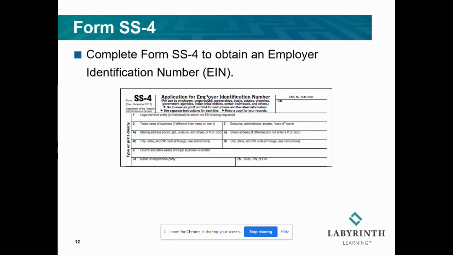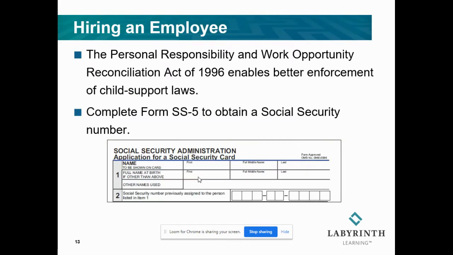So the Circular E. When you have a Circular E, you have to complete the Form SS4 form to obtain an employee identification number. So I have this SS4 form for you to fill out on the Labyrinth Learning for Chapter 1. When you hire an employee, you have the Personal Responsibility and Work Opportunity Reconciliation Act of 1996, which enables better enforcement of child support laws.